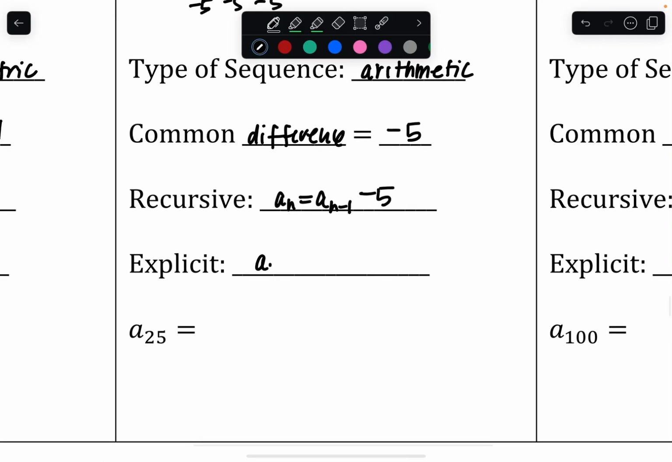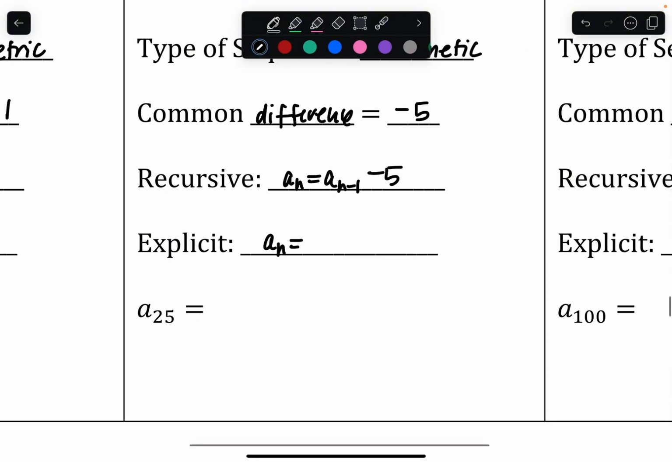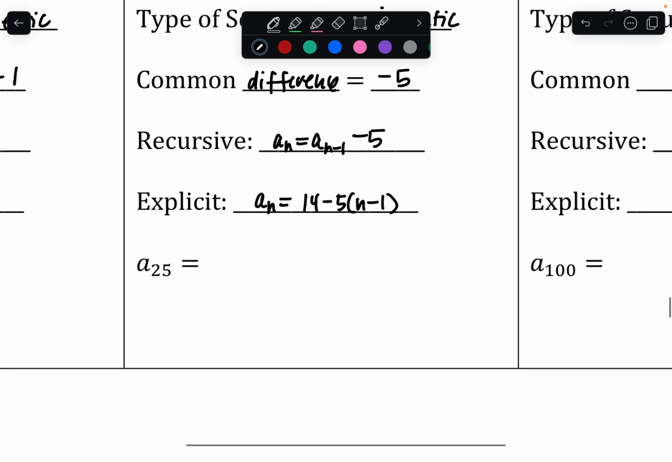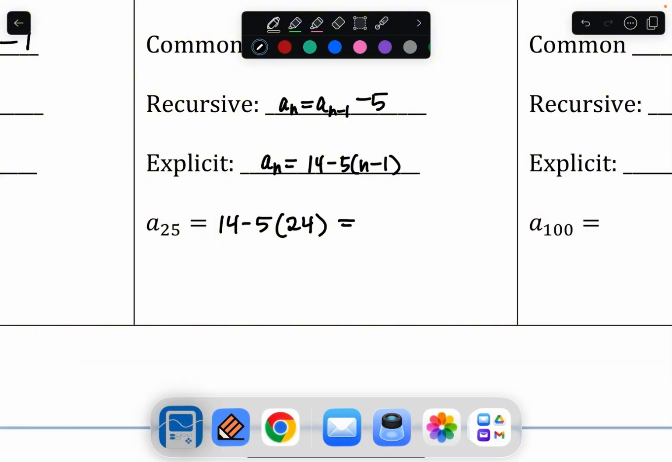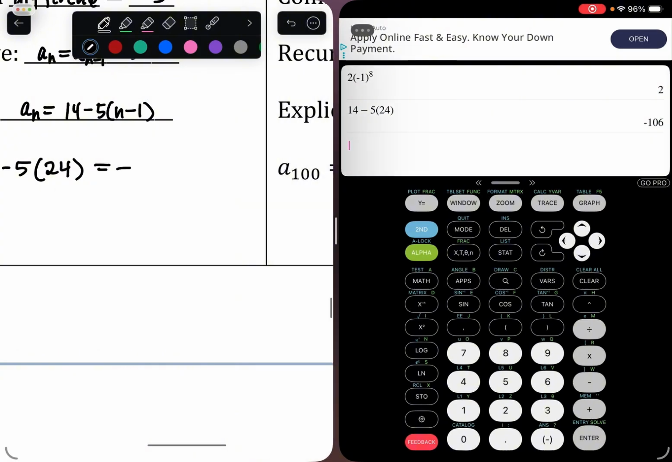In explicit, we get to any term by taking our first term, which in this case is 14, and we are going to subtract 5, n minus 1 more times. Again, no exponents. This is adding, not exponential. This is adding, so it should be linear. Okay, so to get to the 25th term, we would take 14 and subtract 5, 24 more times. And we could do that without a calculator, but while we've got it, 14 minus 5 times 24 is -106.